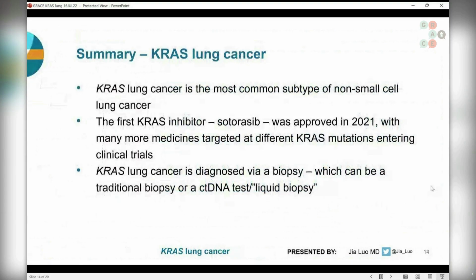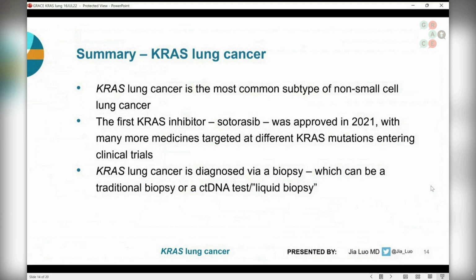So that's a basic summary about KRAS lung cancer. It's the most common subtype of non-small cell lung cancer. We now have an FDA-approved medicine specifically targeting KRAS, the mutant form of the protein, keeping it in the off state, called sotorasib, for individuals who have KRAS G12C lung cancer. And there are many more medicines targeting different KRAS mutations entering clinical trials.